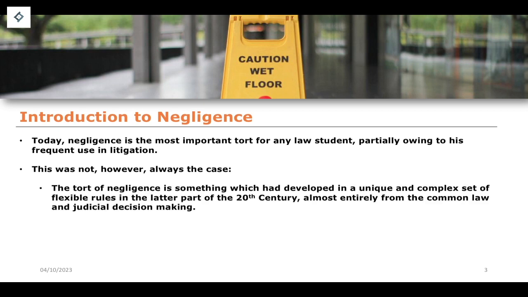In fact, the tort of negligence has developed into a unique set of complex and flexible rules, and this development only really takes place in the latter part of the 20th century. It almost entirely takes place through the common law and the development of common law decision-making by the judiciary. As a result, the tort of negligence requires a deep and in-depth understanding of various different cases, which we will get to in future lessons, as well as the development of those cases and the expansion of the tort of negligence, as well as in some cases a contraction of it.